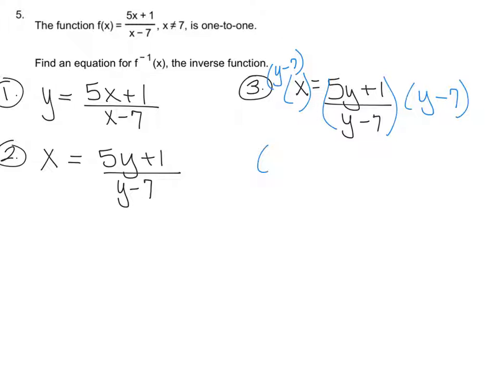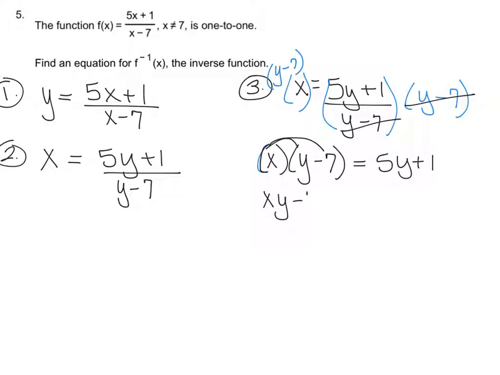So I get x times y minus 7 equals 5y plus 1. That's because the denominators on the right cancel. Now I'm going to distribute the x to each term in parentheses. I get xy minus 7x equals 5y plus 1.